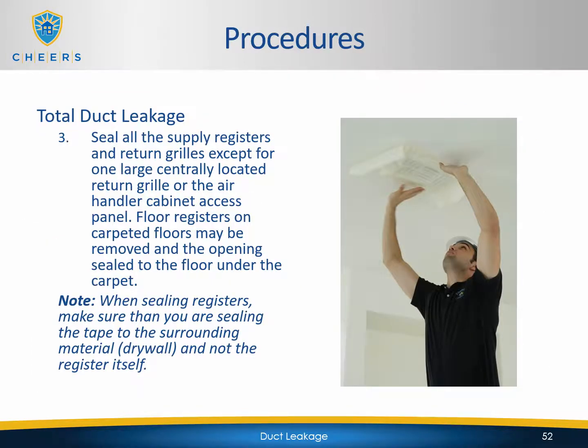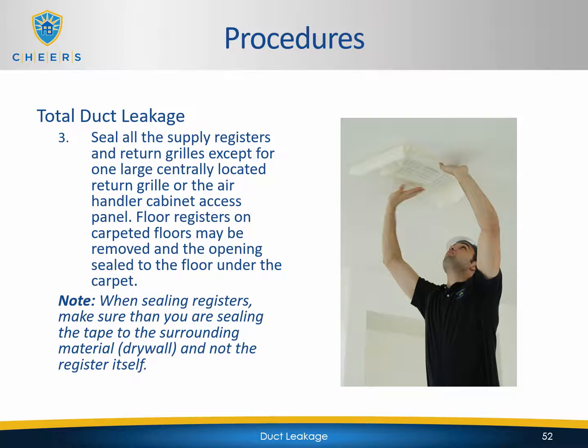Next, you're going to seal all the supply registers and return grills except for one large, centrally located return grill or the air handler cabinet access panel. When you're sealing the registers, make sure that you're sealing the tape to the surrounding material, meaning the drywall or the wall, and not the register itself. If you don't, there is a chance that air might escape through the sides of the register grill through the seams. So you want that tape to be all around the actual seam itself to the drywall and not just the metal of the register.